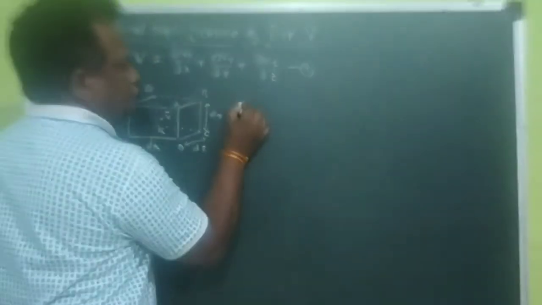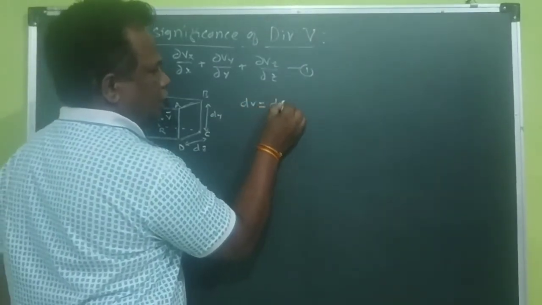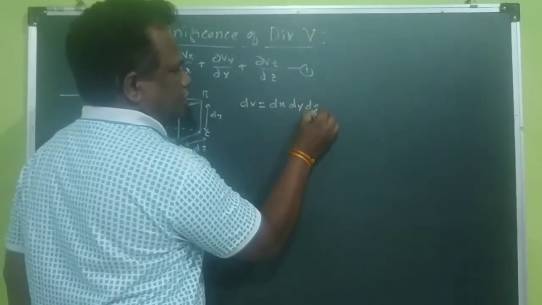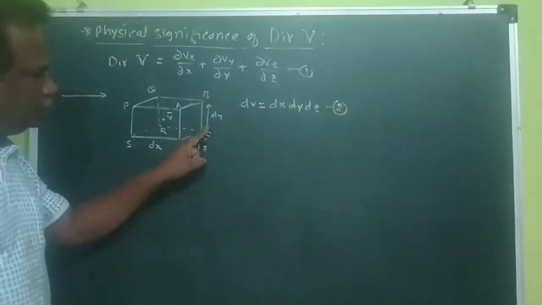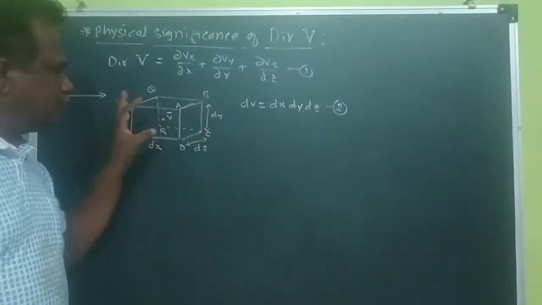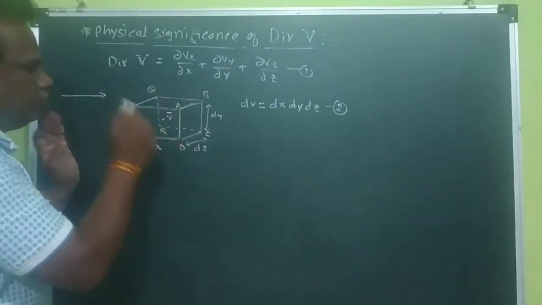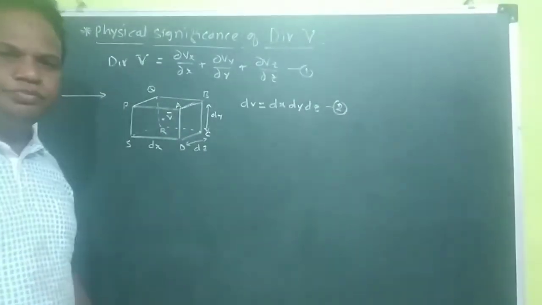What we have considered: at the center of the box, the field is V. It is a vector field and therefore V bar. Length is dx, breadth dz, height dy. So the volume of this parallelepiped is given by dV equal to dx into dy into dz. I think you may understand this: length into breadth into height gives the volume of this rectangular parallelepiped.